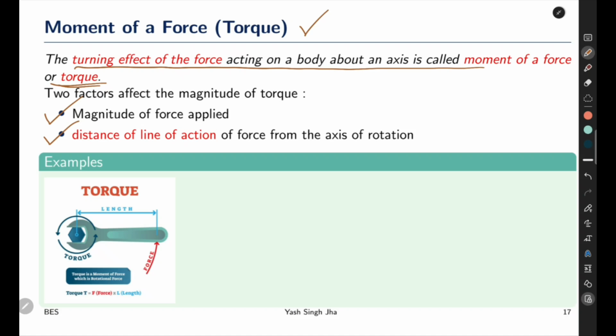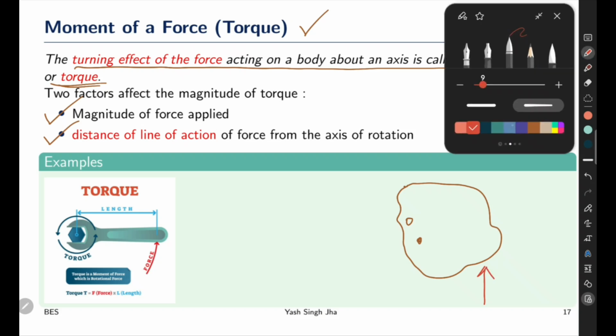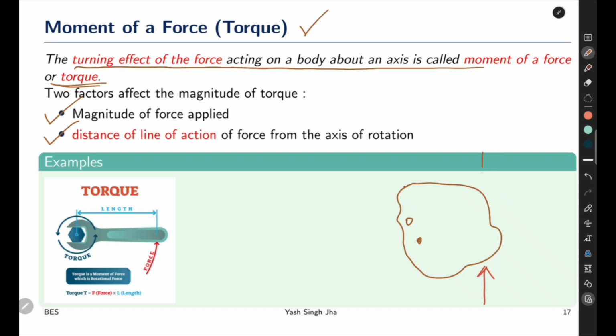What do you mean by line of action? Suppose there is an object like this, which is hinged at point O, and we have a force acting on the body in this direction at this point. So the line of action is an imaginary line in the direction of force. This line, which is imaginary, is called the line of action. What is line of action? It's an imaginary line in the direction of force.